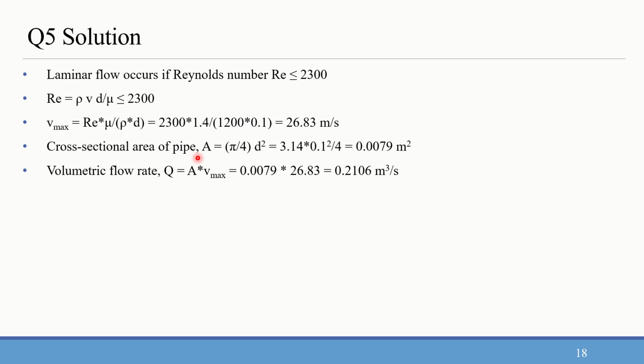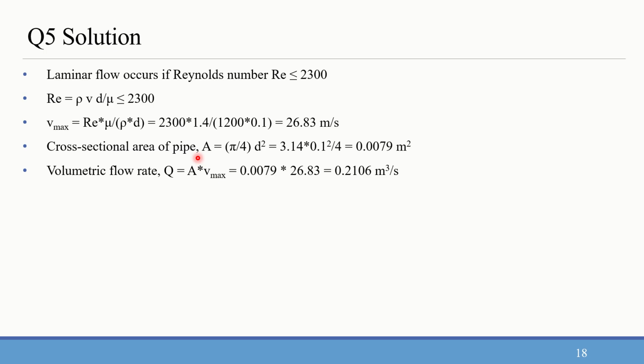Now volumetric flow rate Q. Why are we calculating all this? Because in the Hagen-Poiseuille equation we need to know the value of Q. That's why we are calculating all these things. So volumetric flow rate Q is equal to area into Vmax. So it is meter square into meter per second, so it becomes meter cube per second.